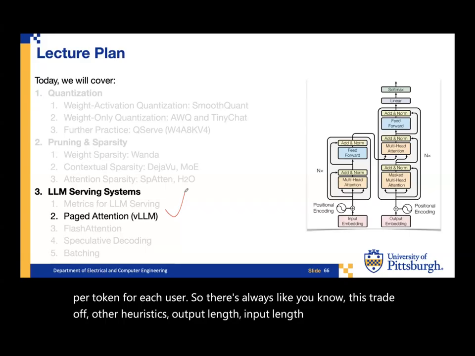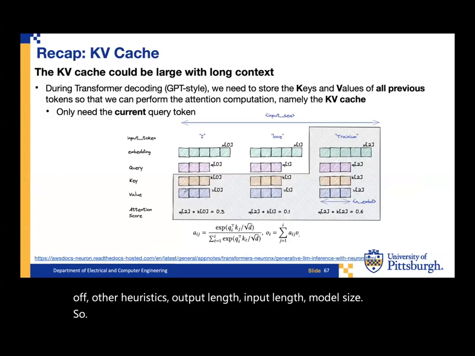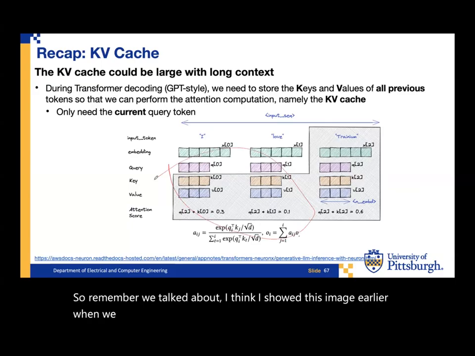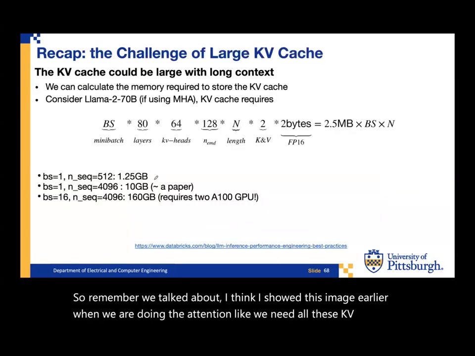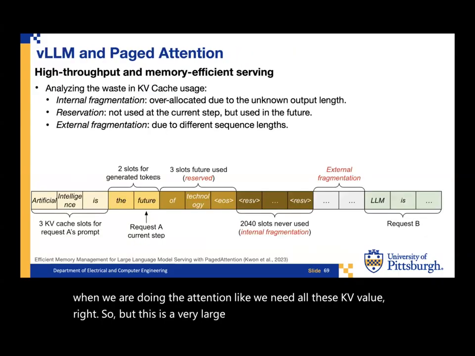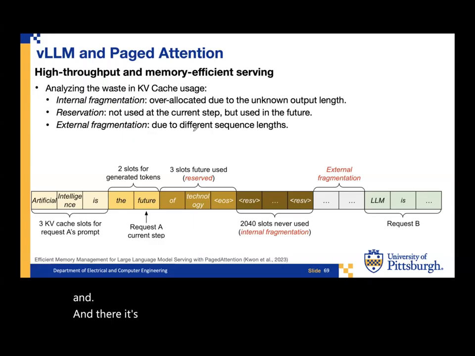So PagedAttention is kind of a virtual memory idea. Remember, we talked about this, I think I showed this image earlier. When we are doing the attention, we need all this KV value, right? But this is a very large number, and it's going to cause this page fragmentation. What that means is this.